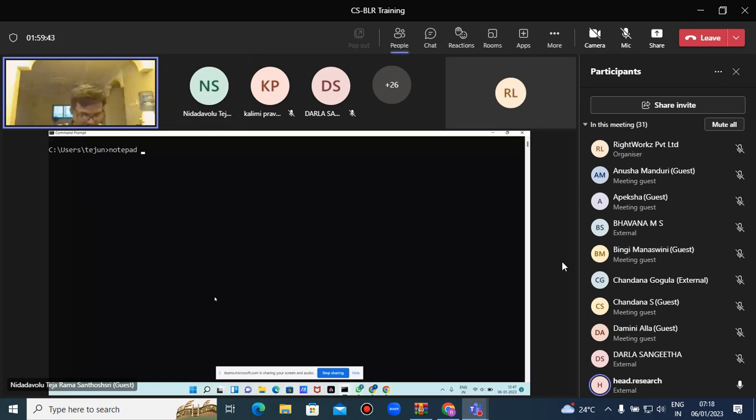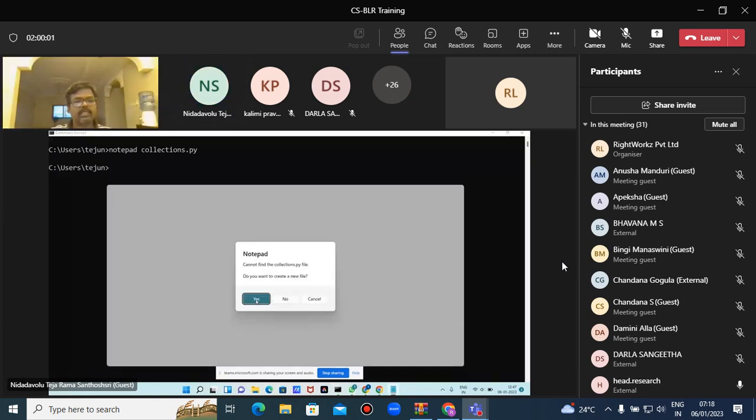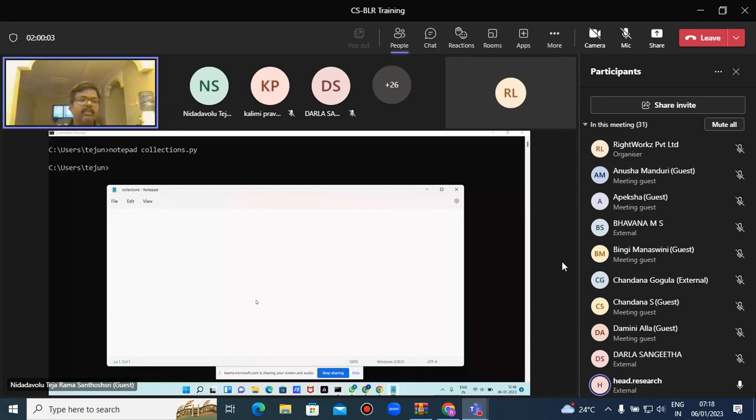Notepad space collections.py. Enter. Write a Python hash or triple quotes; you can use triple quotes. Hash triple quotes, not hash. This font you can also increase. It's not visible. Remove everything.